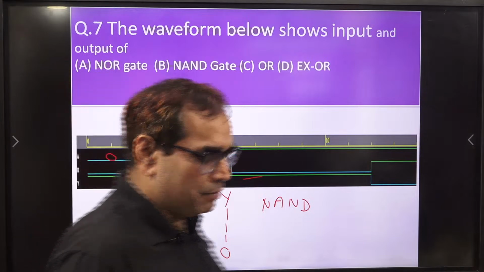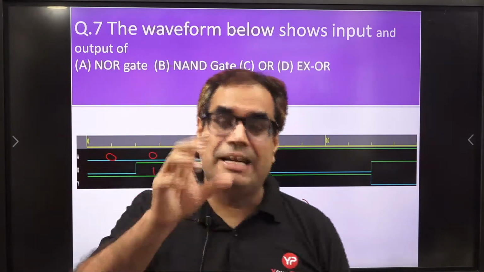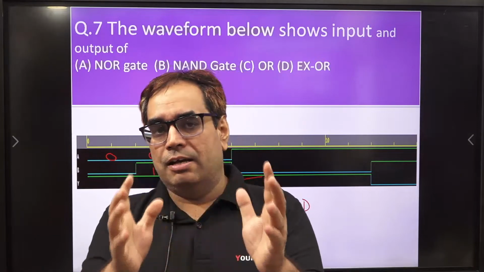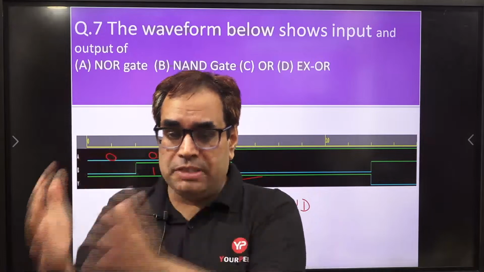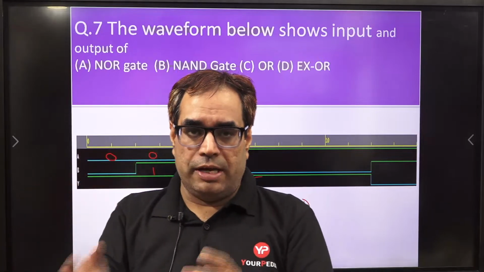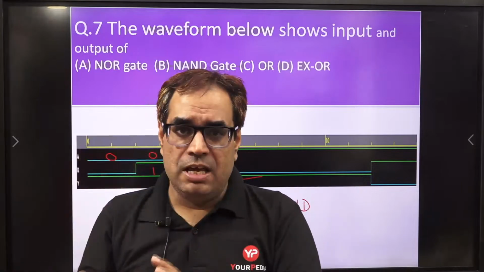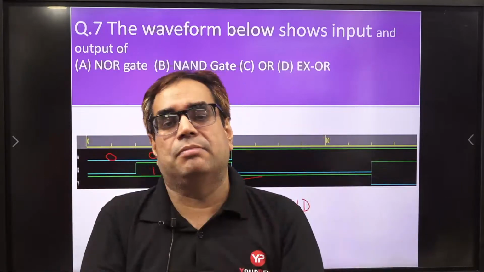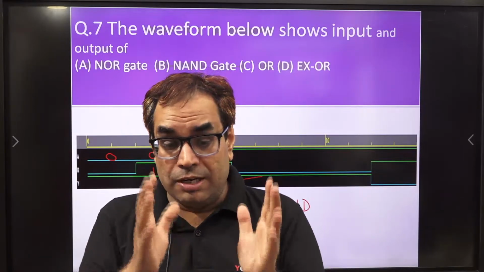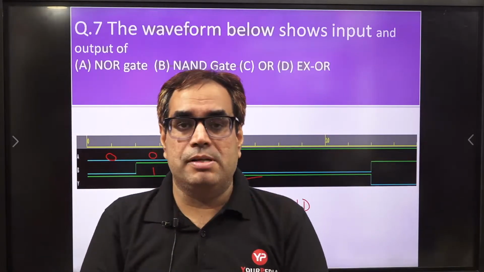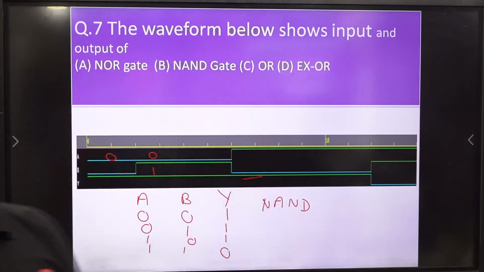One important point I want to tell you: in your exam they can give you a definition of some logic gate. When all the inputs are of this form, then output is this. If one of the inputs is of this form, output is this. In this manner they can define something and then ask you which logic gate it is. So you should understand the truth tables of all the logic gates. This is important. Now come to the next question.